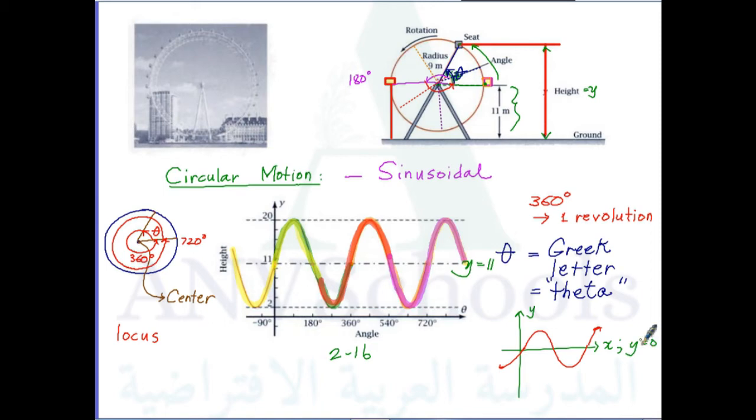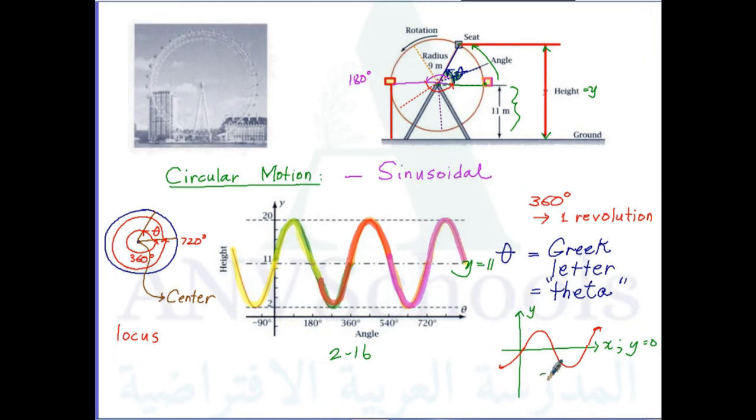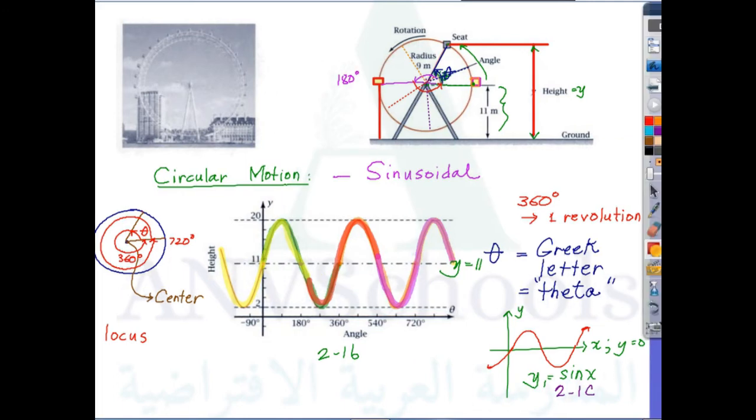So how are we going to transform the equation of the sine function, sine x? So remember our graph for 2-1b. So first, this is y1 is equal to sine of x, and this is figure 2-1c, and this is 2-1b. So we have to translate this into a certain equation so that our graph would look like translated to y is equal to 11. And this is a vertical translation to say the least.